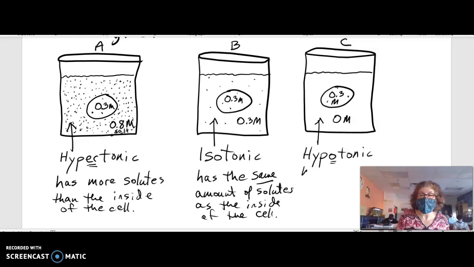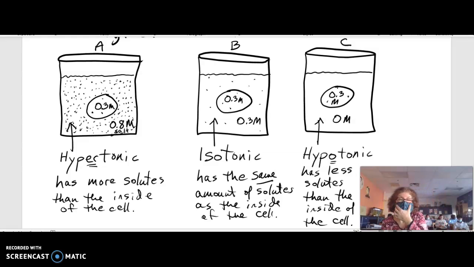That's a solution that has less solutes than the inside of the cell. There. All right, so now that we have that set up and we have these different situations in each beaker set up, right?